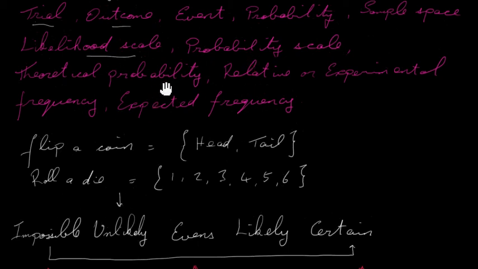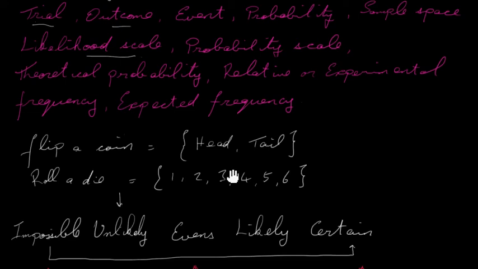Now I'm going to run through these 3 types of probability here. We've got theoretical probability, relative or experimental frequency, and we have expected frequency as well. These are kind of frequencies rather than probabilities as such, but you can use them as probability. We'll see in a second, I'll show you exactly how they work.